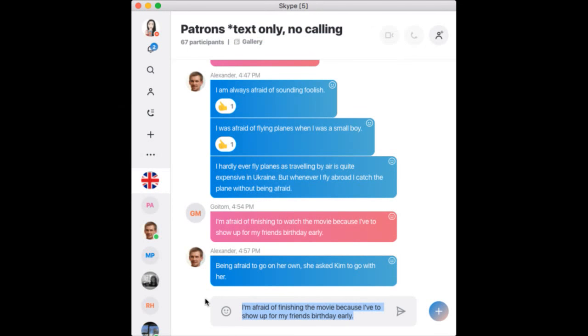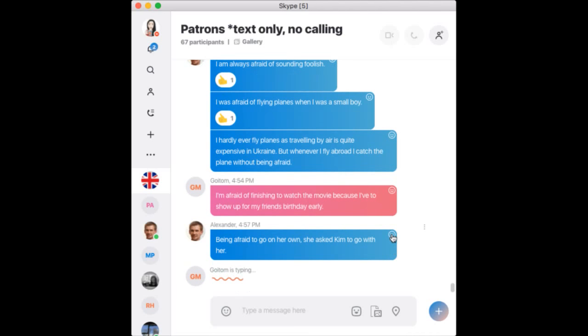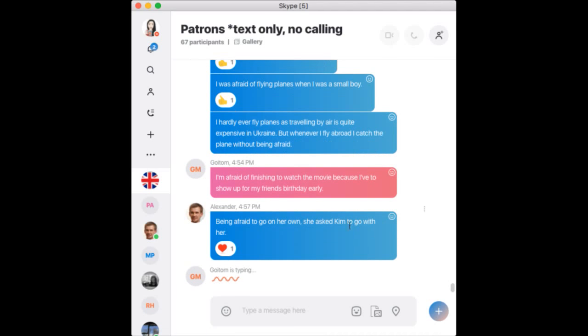Okay, all right. So I'm going to just jump back here to the Patreon chat room before I move on. Being afraid to go on her own, she asked Kim to go with her. Very good. Being afraid to go on her own, she asked Kim to go with her. Really good, complicated structure there. Excellent. Well done. Very nice sentence.